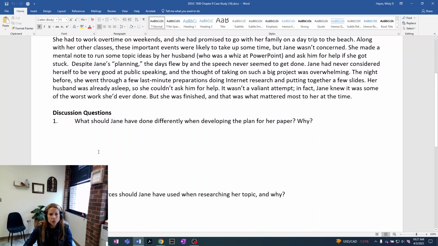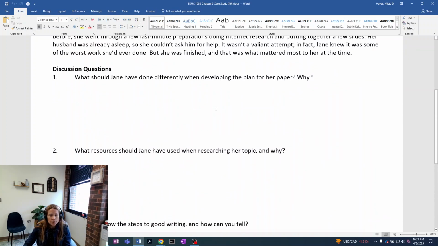And then after you write down what she should have done differently, and I don't want your opinion about what you thought you would have done or she should have done, it needs to come from the textbook. And then elaborate why, and that would be your evidence coming from the textbook, which is supporting your answer.